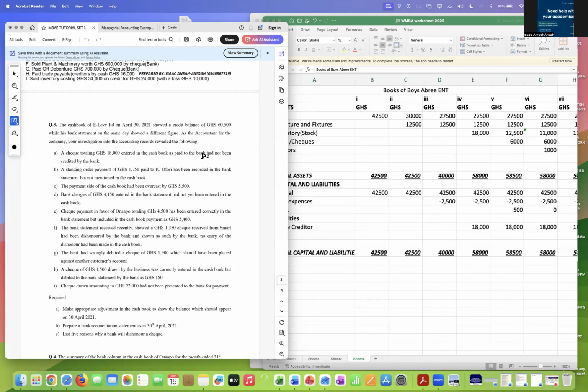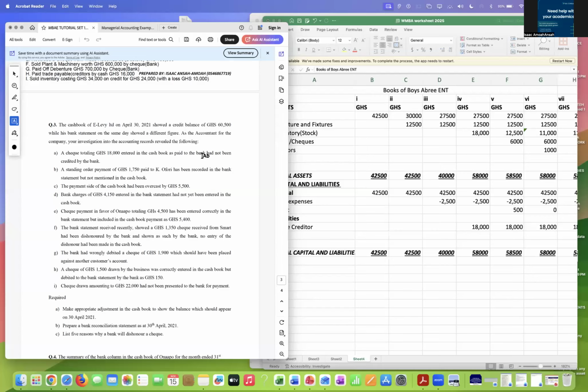One is information that the bank would hold without the knowledge of the business, and the other will be information that we will also find in the cash book but not in the bank statement. Usually, we term it as timing difference. So two key issues that confront the disagreement will be timing differences and then informational differences.